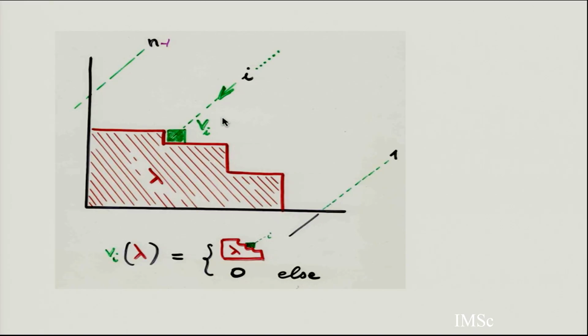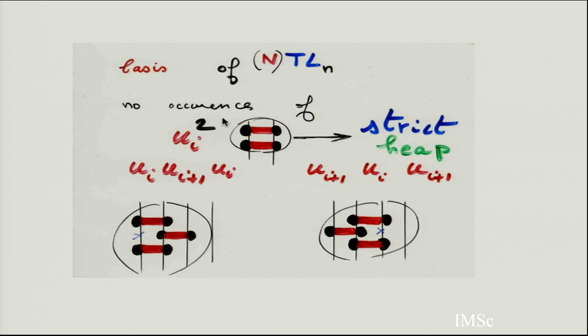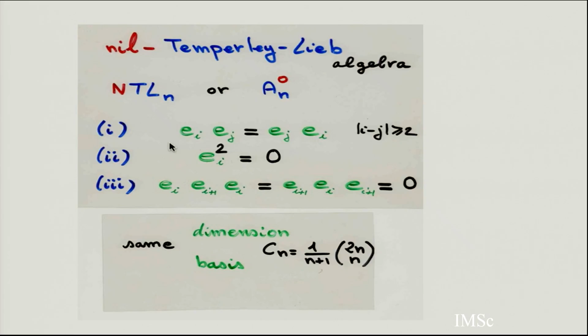I want to have a representation of the temporary algebra of index n. N is fixed, so I have generators V1, V2, Vn, which are going to represent E1, E2, En. The nil temporary algebra is defined by E1, E2, En, and I want to replace EI by a certain operator VI, which is going to add a new cell in the Ferrer diagram, and I need to define V1, V2, Vn. So I take all the Ferrer diagrams between diagonal 1 and diagonal n.